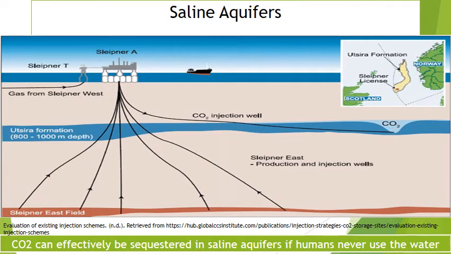One way that you can sequester carbon is by injecting it into saline aquifers. As you can see in this graph, the CO2 is injected into the saline aquifer and is stored there where it cannot be released back into the atmosphere. A downside of this is the water source is basically tarnished. Whatever water source you choose in this aquifer can no longer be used for human consumption.